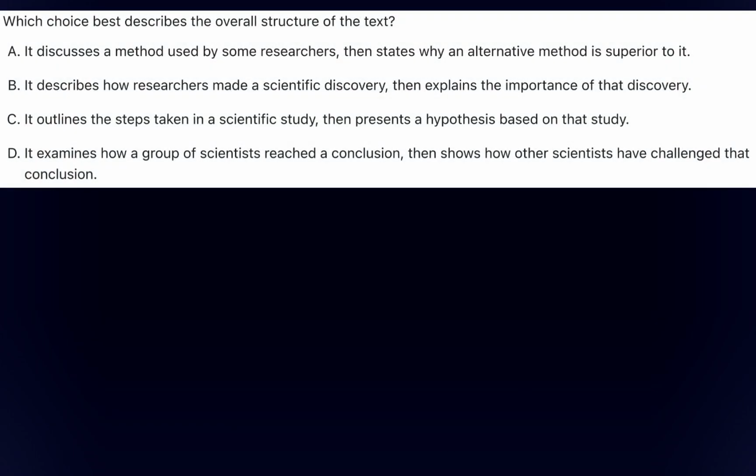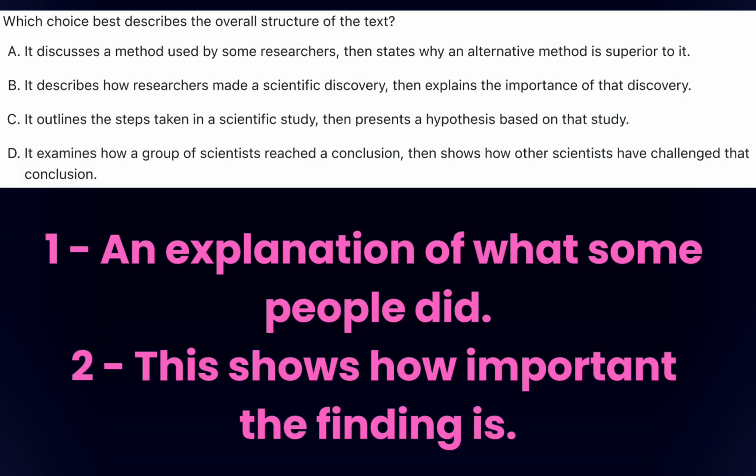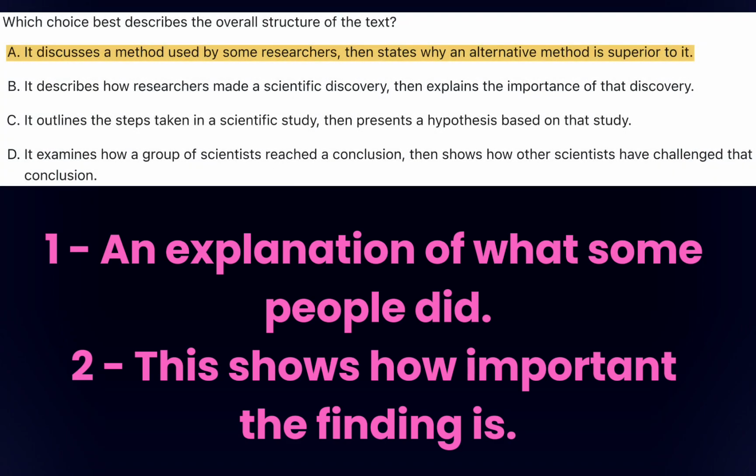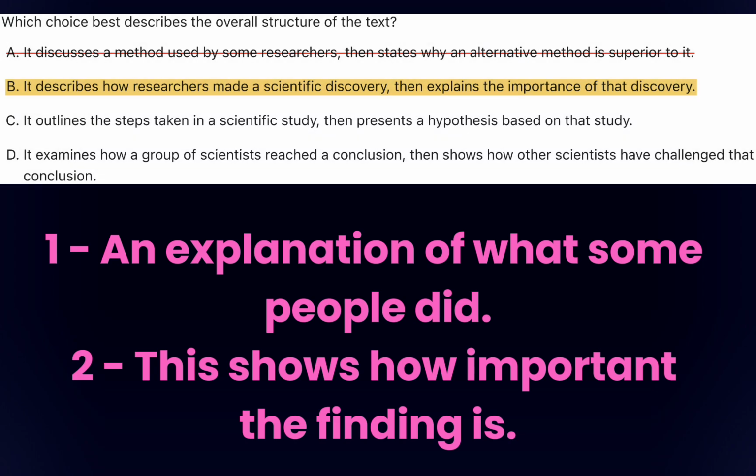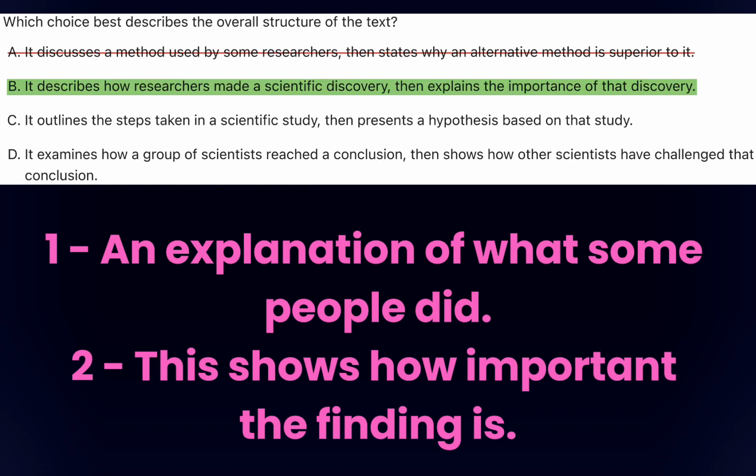Then I look for the multiple choices that say it explains what these people did, and it shows the findings and how important it is. Choice A says, it discusses a method used by some researchers, then states why an alternative method is superior to it. Comparing this to what we have on the scrap paper, this answer is wrong. Choice B says, it describes how researchers made a scientific discovery, then explains the importance of that discovery. Comparing this to the scrap paper, this is correct. It says the same thing.